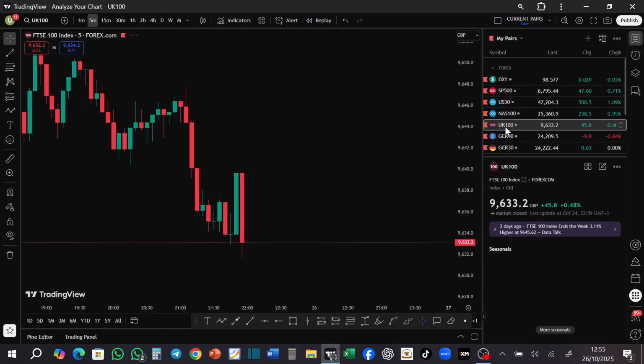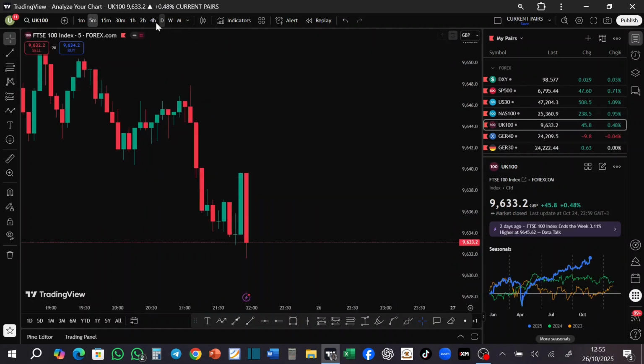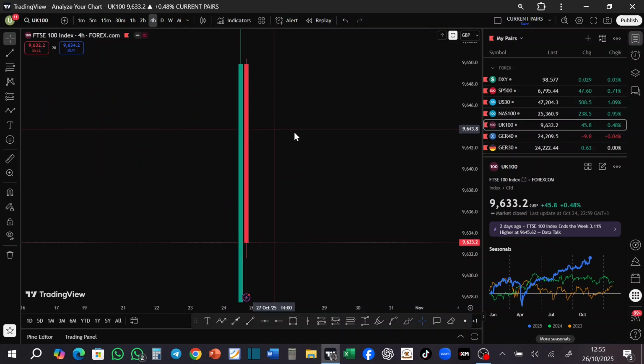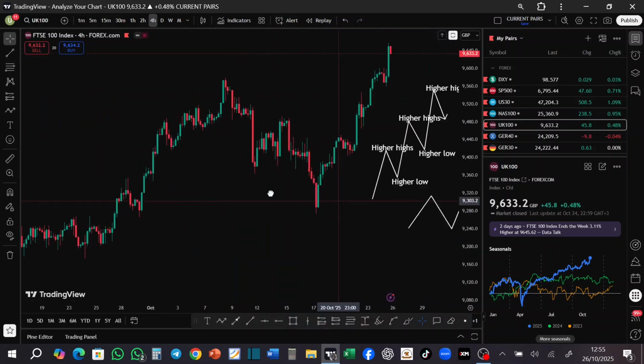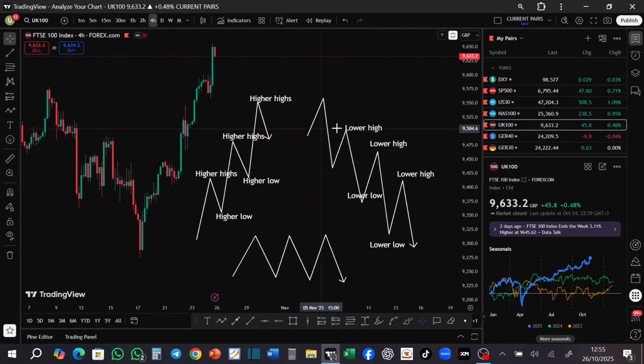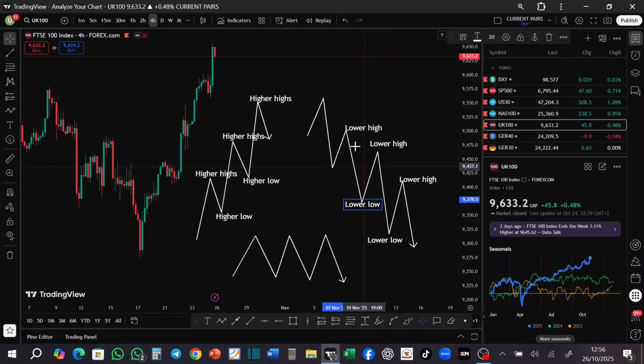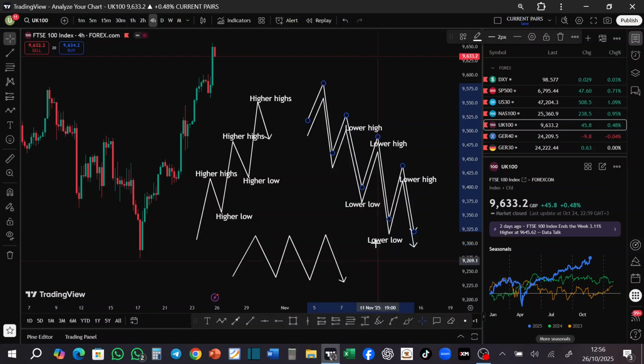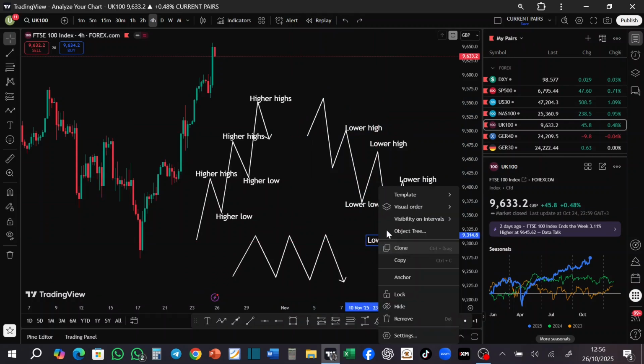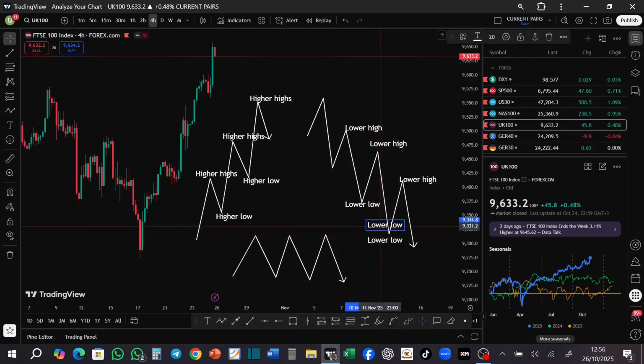All right, so now getting back to what we were talking about here. Yeah, so now it's very important to know. So here it is making a higher high, a lower high, lower low, lower high, lower lows, like that. Okay, so now this is a lower high. I needed a lower low here. Not this one. Okay, this one here.